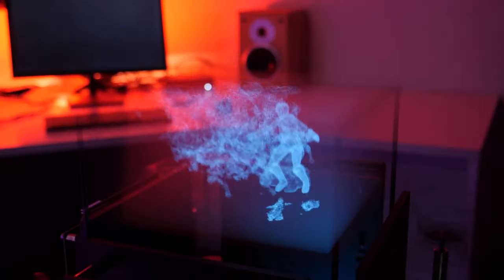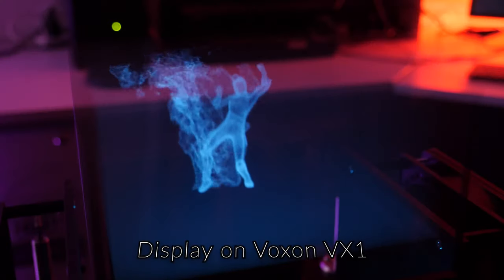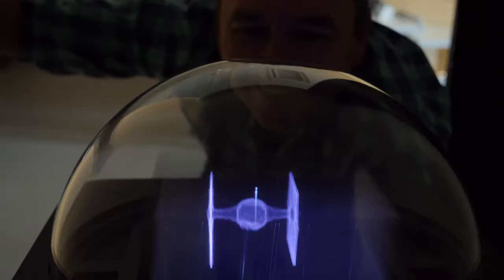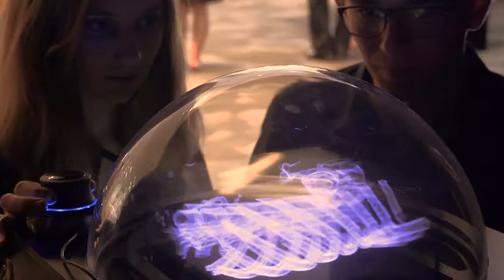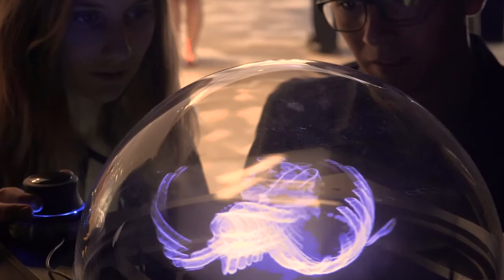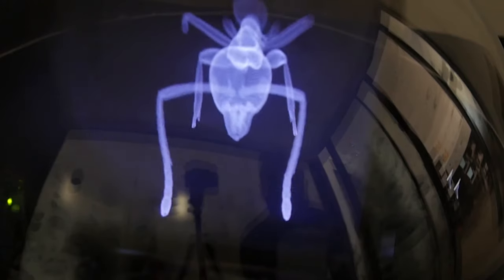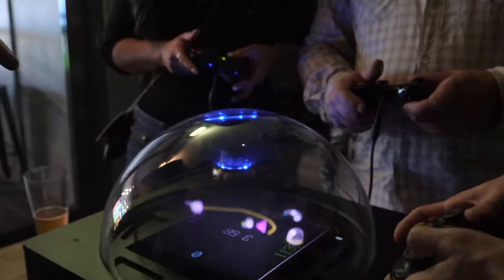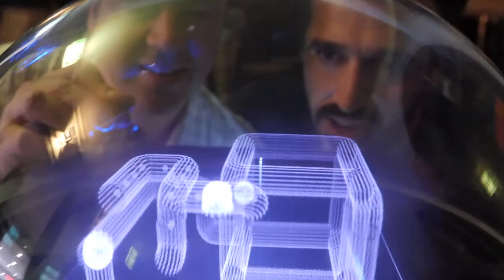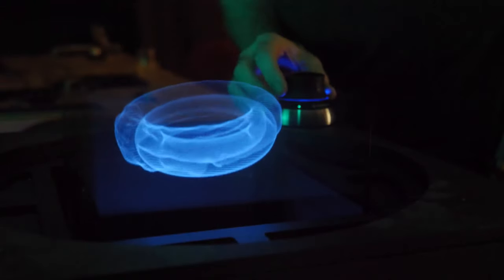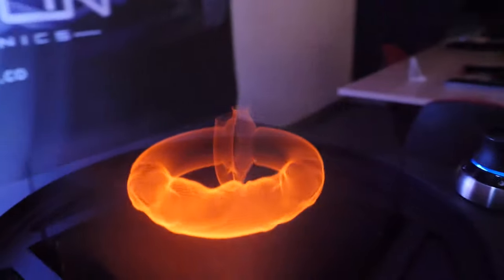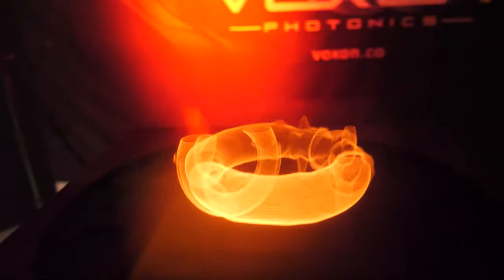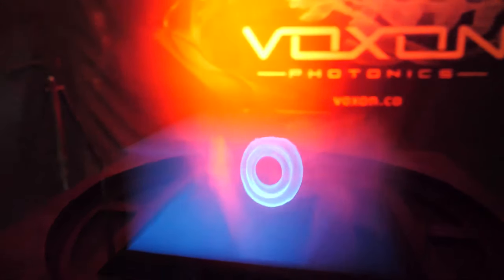A similar method is used in the volumetric displays from the company Voxon Photonics. However, instead of creating the image using LEDs on moving blades, it's projected onto many rapidly vibrating flat screens. You can even control such images using special controllers. The main thing is not to accidentally touch the rapidly rotating parts of the volumetric display. To avoid this undesirable development of events, rotating volumetric displays are often enclosed in a cubic or hemispherical transparent shell.